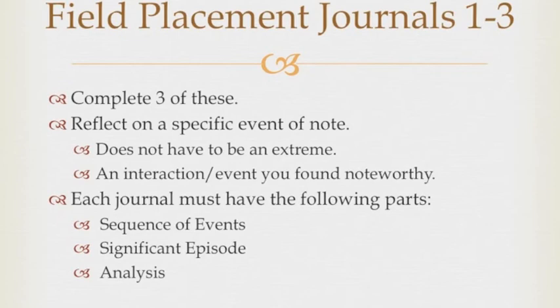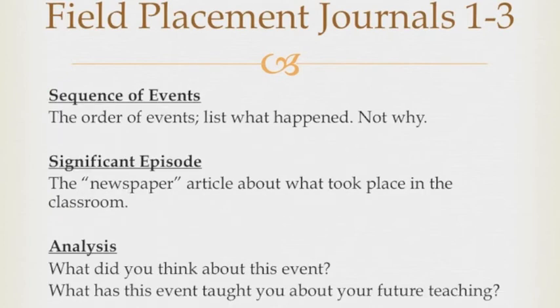Each journal must have the following parts: a sequence of events, significant episode, and an analysis of those events in the episode. Some more details here. The sequence of events, this is the order of events. It's literally a bulleted list of what happened. Not why, just what.